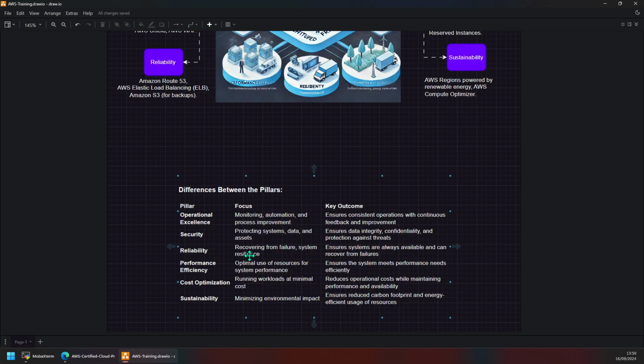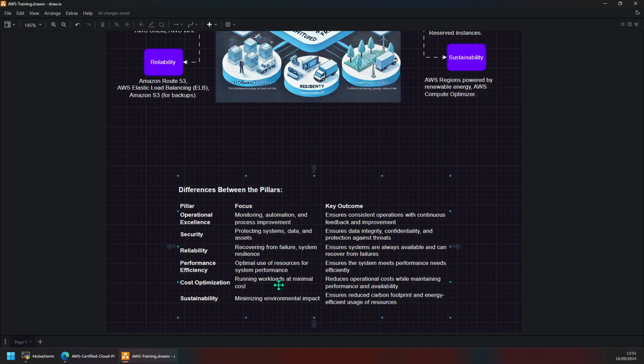In terms of reliability, it is about recovering from failures and system resilience, and you need to make sure that your system is available all the time. So that's one of the reliability-oriented focuses. The key outcome of this is ensuring systems are always available and can recover from failures faster than ever. So that's something which is very much needed. Auto scaling and other things which we have seen in terms of reliability, we can understand that.